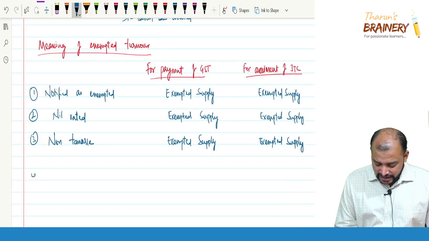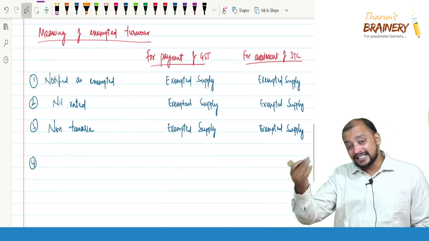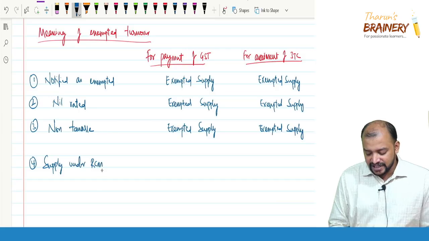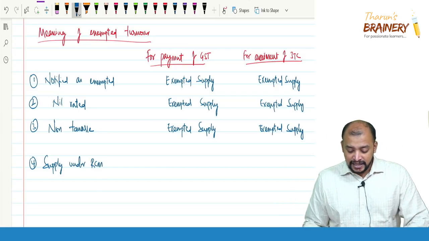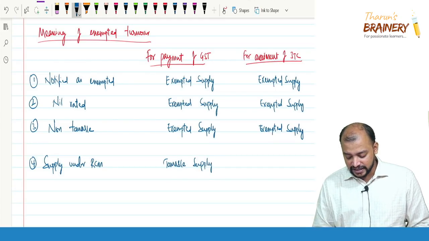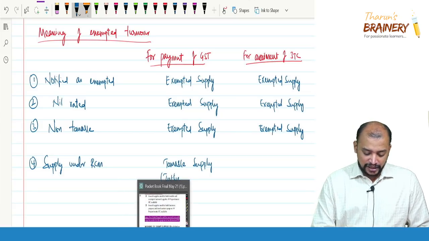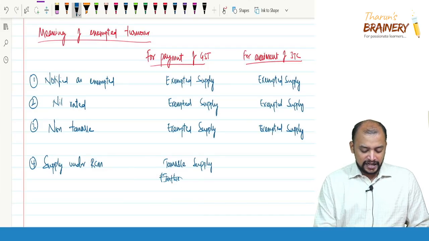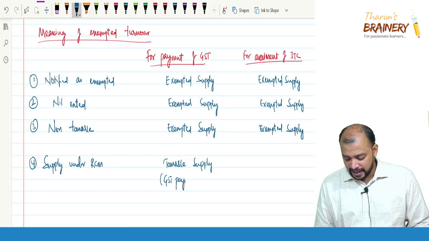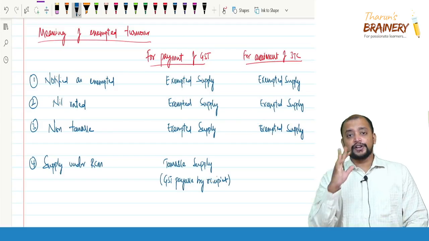Then there is number 4, supplies under RCM. Supply covered under RCM will be treated as taxable supply for payment of GST. Yes, it is taxable. In whose hands? In the hands of the recipient. GST is payable by the recipient, of course. So therefore it is a taxable supply.